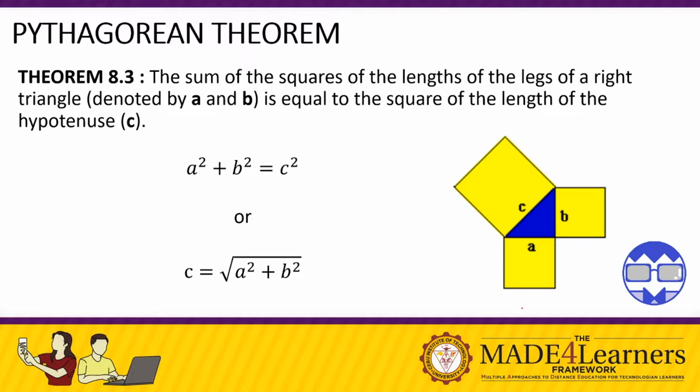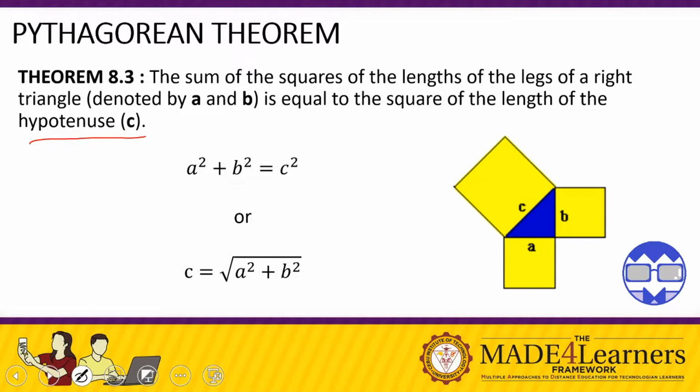This states that the sum of the squares of the lengths of the legs of a right triangle, denoted by A and B, is equal to the square of the length of the hypotenuse, or the longest side, which is denoted by C.